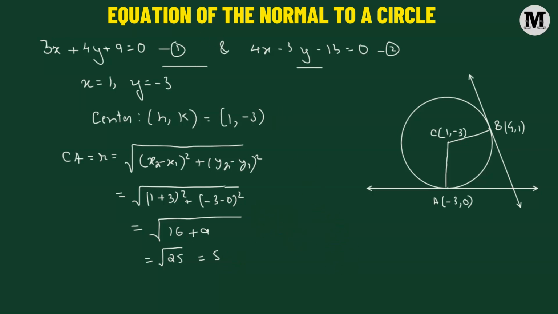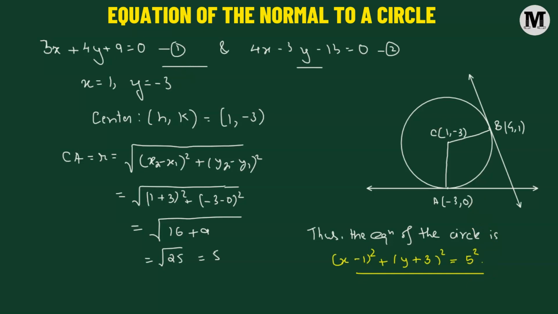Now we go to the standard equation. Thus, the standard equation of the circle is going to be x minus h, so h value is 1, whole squared, added to y minus k, but k is negative 3, so we have y plus 3 whole squared equals to the square of the radius, 5 squared. So this is going to be the required equation of the circle.